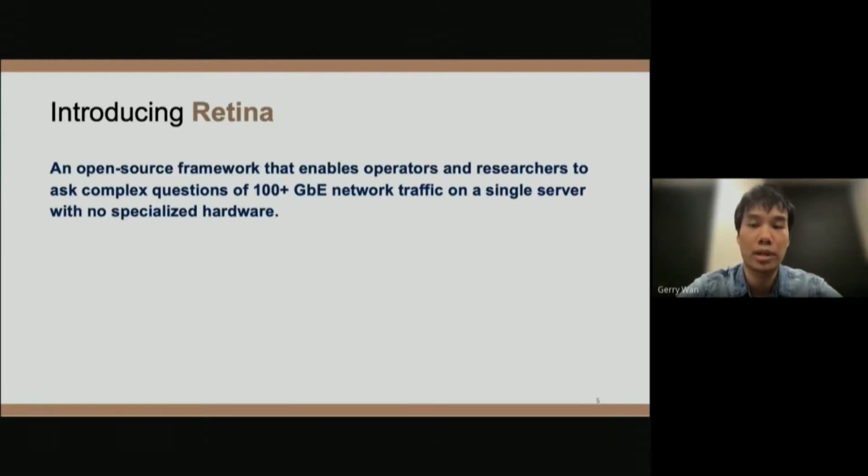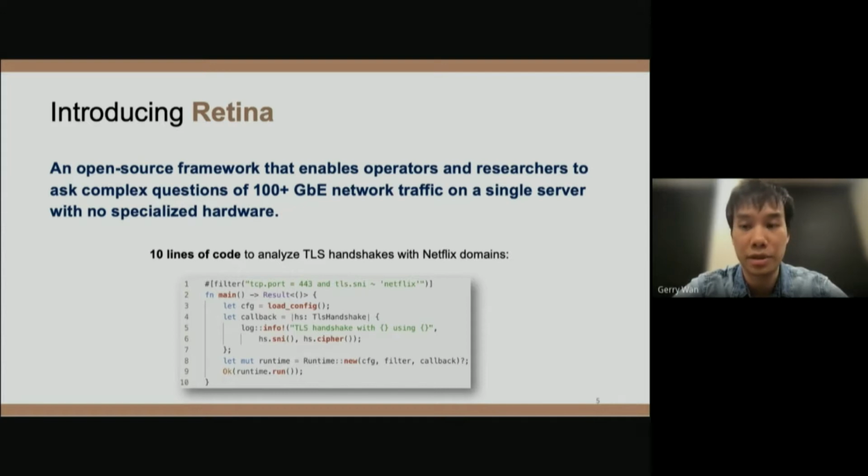So today, I want to introduce Retina, a software framework that enables operators and researchers to ask complex questions of 100 gigabit per second network traffic using a single server and no specialized hardware. For example, in just 10 lines of code, we can log the server names and cipher suites of all TLS handshakes with Netflix domains from a 100 gig link in real time.